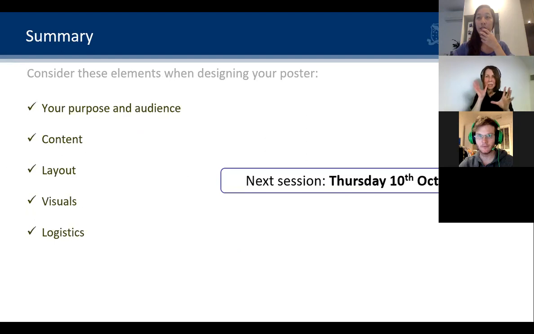Hopefully that's given you some tips to keep up your sleeve around how you can engage your audience, how you can cut down your content, organize your layout, have some balance there, include some visuals and the logistics of getting it all together. We're having another session in 2 days' time to give you some tips and tricks on how to talk about your poster, because you're needing to record a little spiel about you presenting your work, and also some tips on how to engage during the Q&A portion of the day. So that's happening on Thursday.